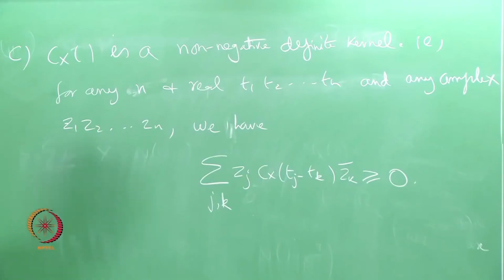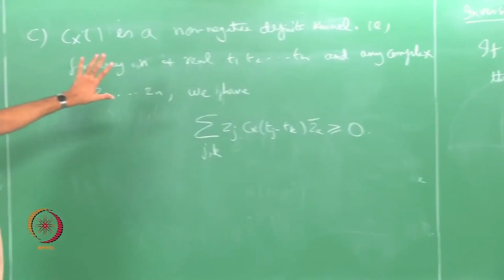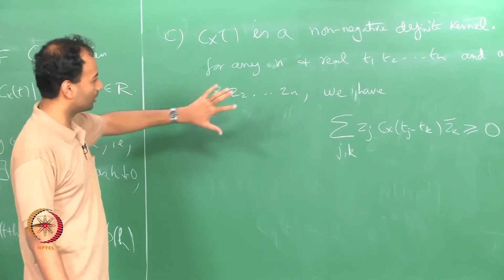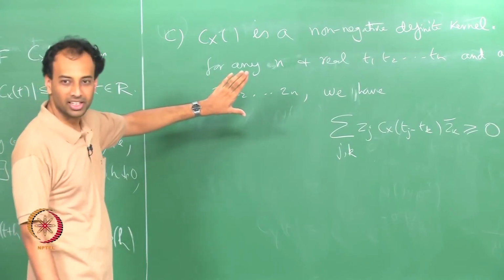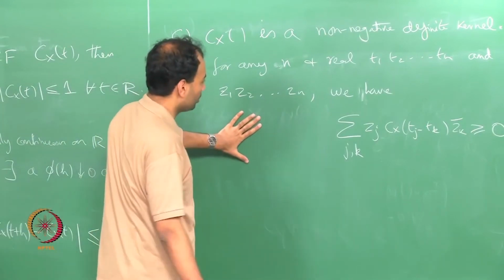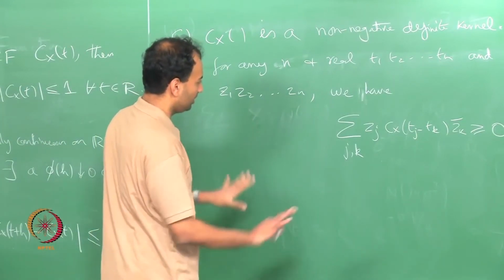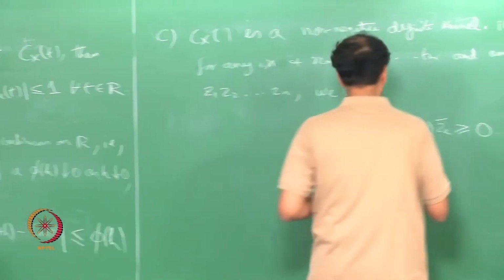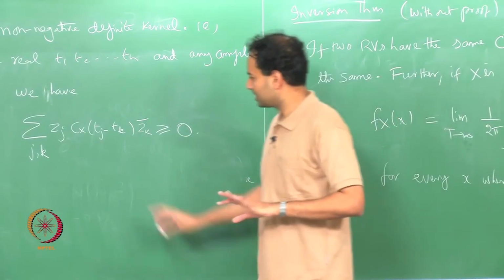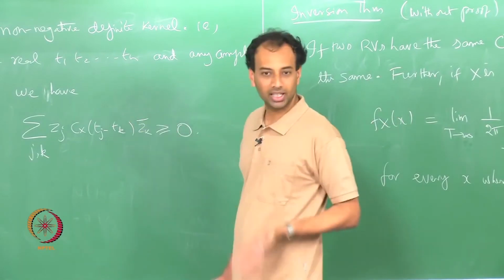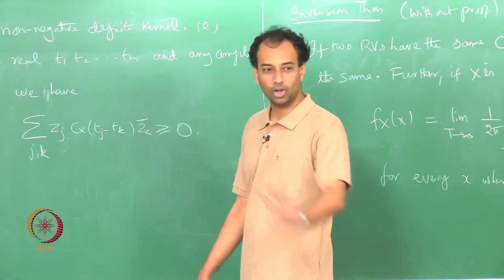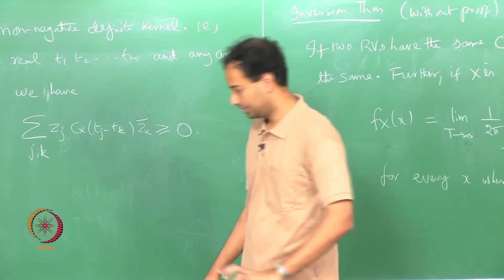This is a very fundamental property of characteristic functions. It looks a little bit hard to digest in the beginning, right. I will help you parse this. What you are saying is that you are considering these complex quadratic forms. Fix any positive integer n, and you pick any real T1, T2, ..., Tn you want, and any complex Z1, Z2, ..., Zn you want.